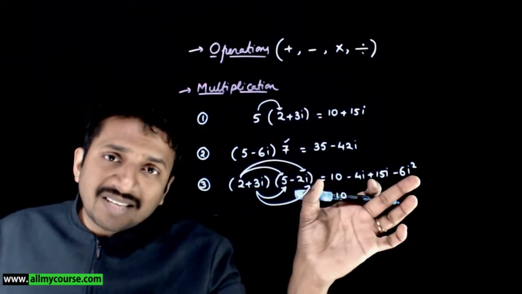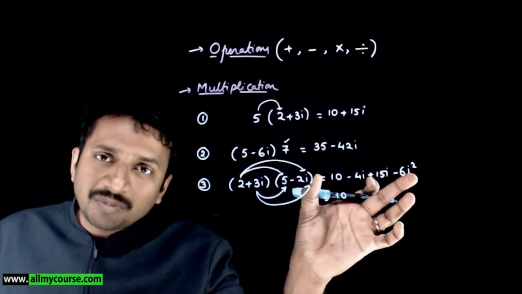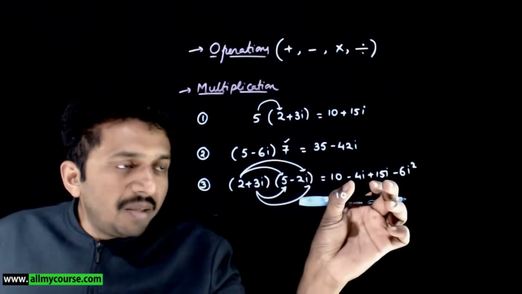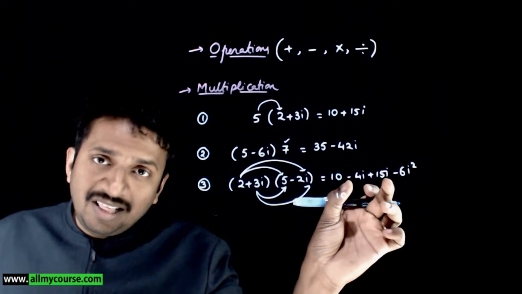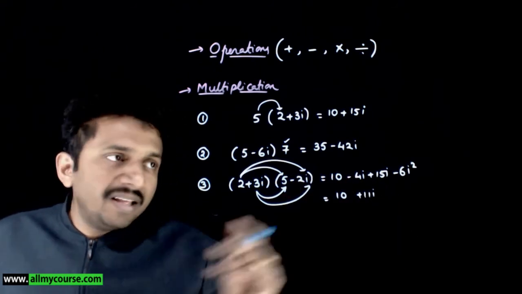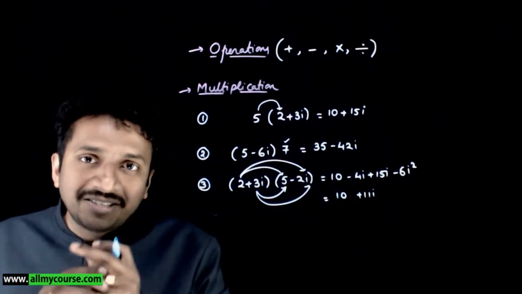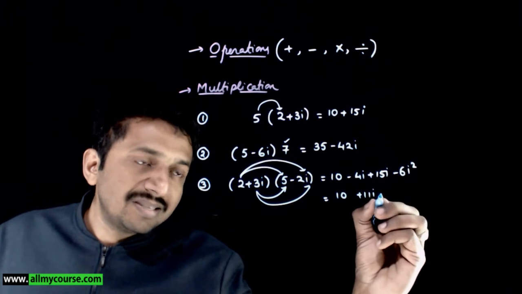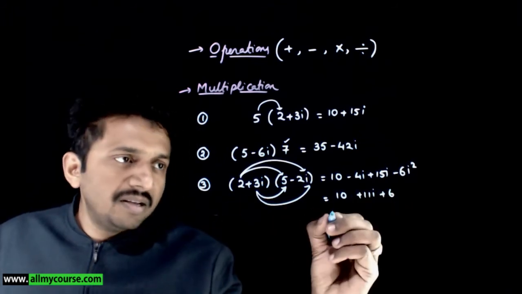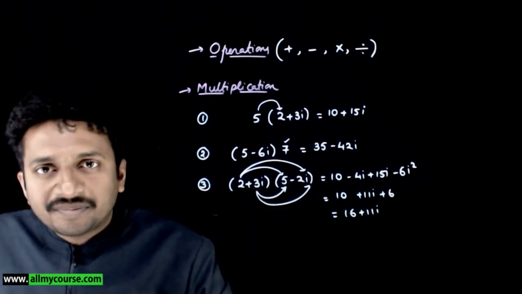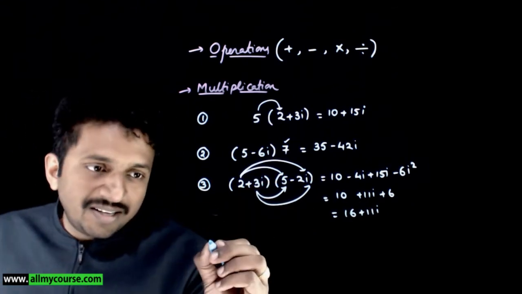So that is equal to 10 minus 4i plus 15i. These two are the imaginary parts, so we combine them. So 15i minus 4i is 11i, and 6i square is not imaginary because i square is equal to minus 1. So minus 6 times minus 1 is plus 6. So that is equal to 16 plus 11i. So let us take another example.